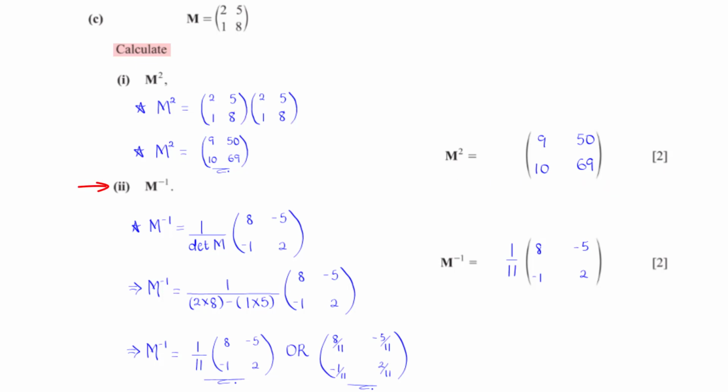Calculate the inverse of matrix M. The inverse of matrix M is equal to 1 over the determinant of matrix M times this matrix, which we get by swapping the elements in the major diagonal of matrix M and negating the elements in the minor diagonal. To get the determinant, we subtract the product of the minor diagonal from the product of the major diagonal. 2 times 8 minus 1 times 5 gives us 11. So we have 1 over 11 times 8, negative 1, negative 5, 2.